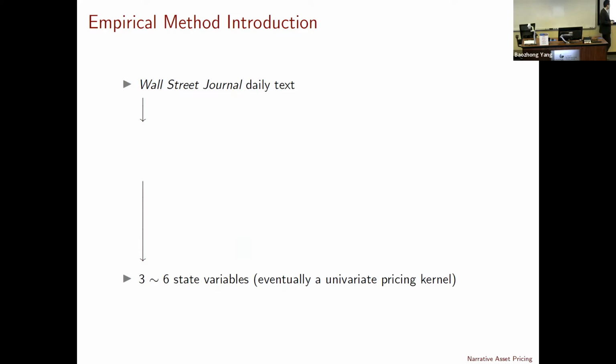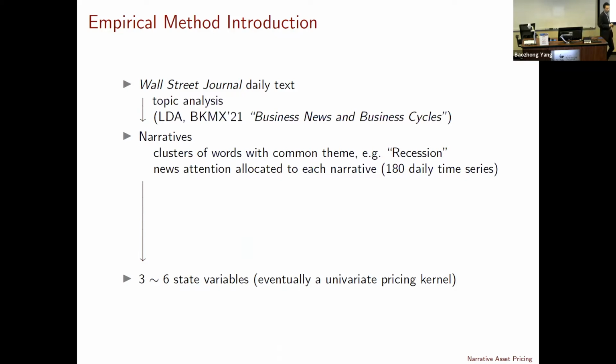And eventually, I need to reduce that down to just one number, the pricing kernel, which is like the holy grail if you can get that for asset pricing. So this is a large dimension reduction problem. How do we approach that? First of all, we use narratives. What are these narratives? They are basically a topic analysis of the Wall Street Journal texts.